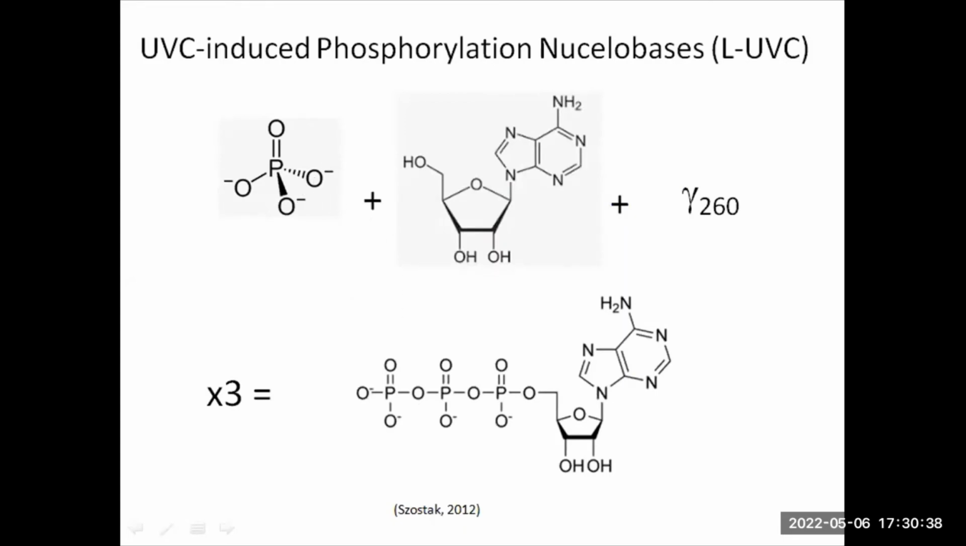Now, it's also been shown, this was done experimentally by Sostak in 2012, that if we have phosphate ions available in the environment under UVC light of about 260 nanometers, then we can produce, if we do that 3 times, what's known as phosphorylation of the nucleobases. So we assume that we have these bases formed by dissipative structuring and also the sugar. And then we have these phosphates in the environment, and we're exposing this to ultraviolet light, and that allows us to form these phosphate bonds here.